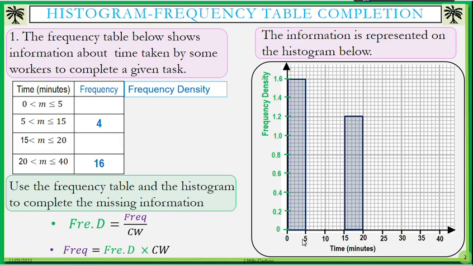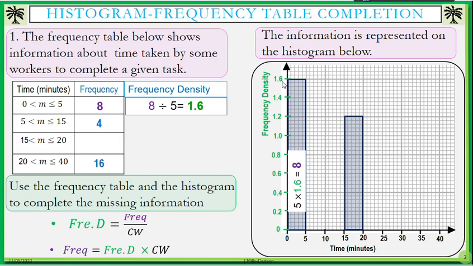So we can work out the frequency for this bar. This frequency density 1.6 times the class width of 5. That gives us 8. So we know the frequency for that class is 8. So we put it there. And once we know the frequency is 8, we can now know our frequency density, which is the same as what is here anyway.